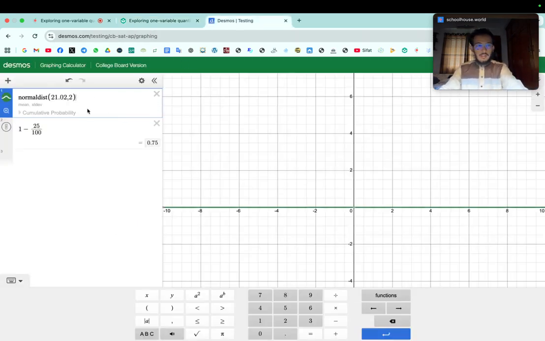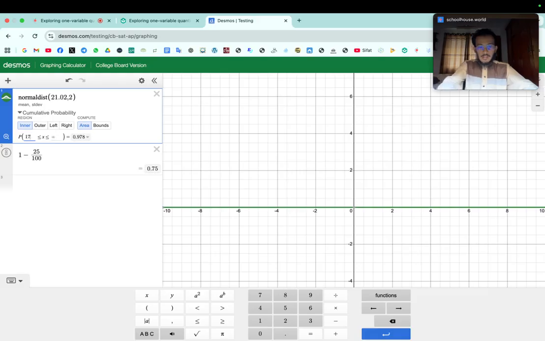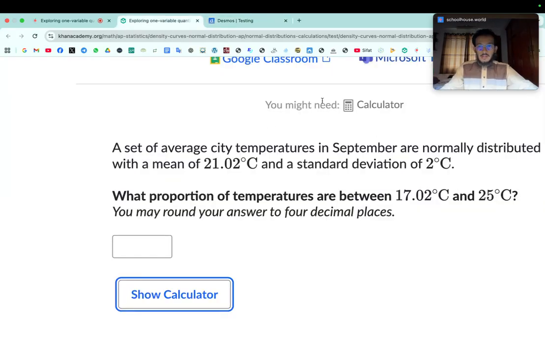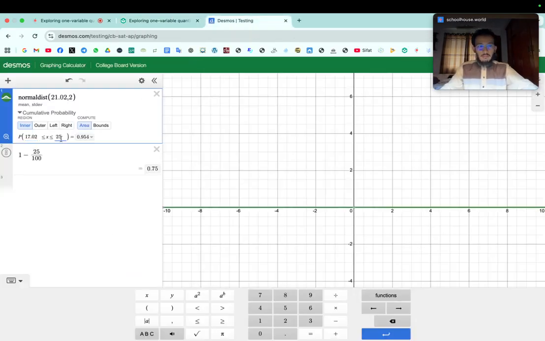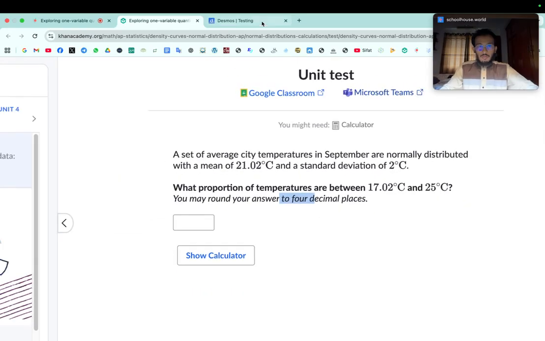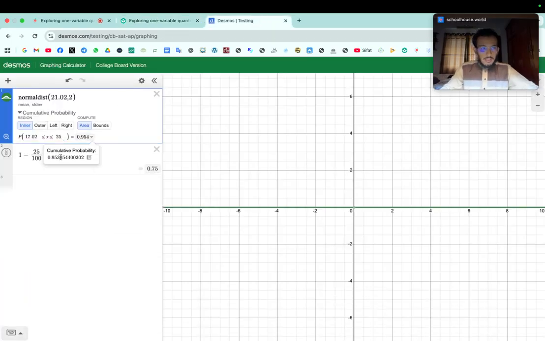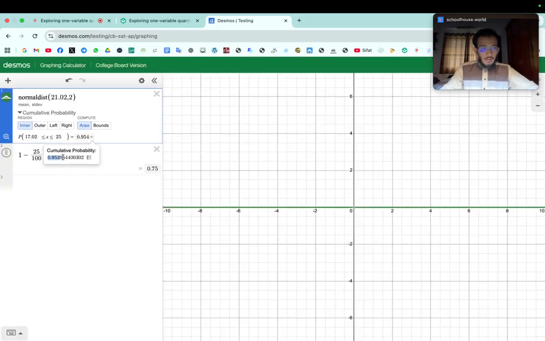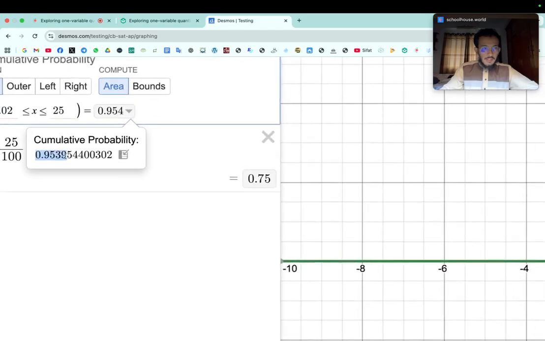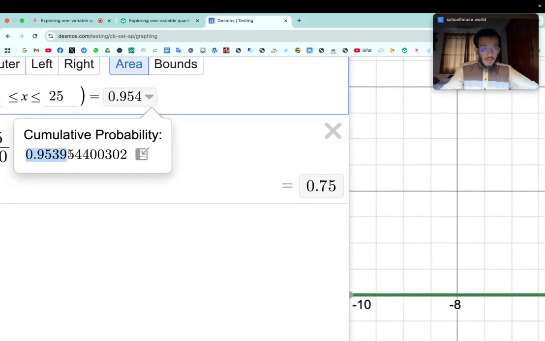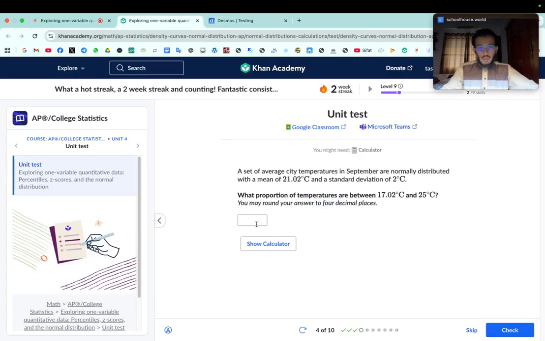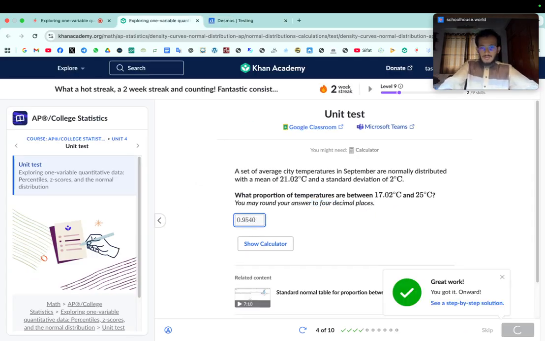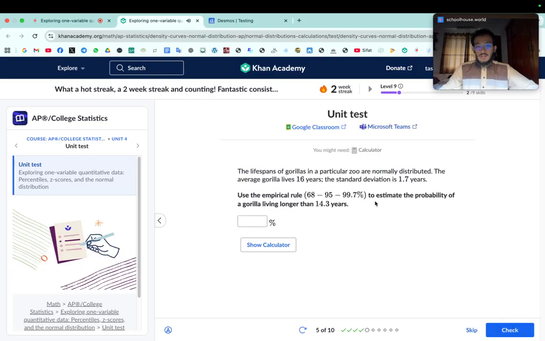So we'll find the CDF between 17.00 and 25. They want our answer to 4 decimal places, so we take 4 decimal places here. Because the next digit is 5, we round it up, and we write 0.9540. Okay. So next question.